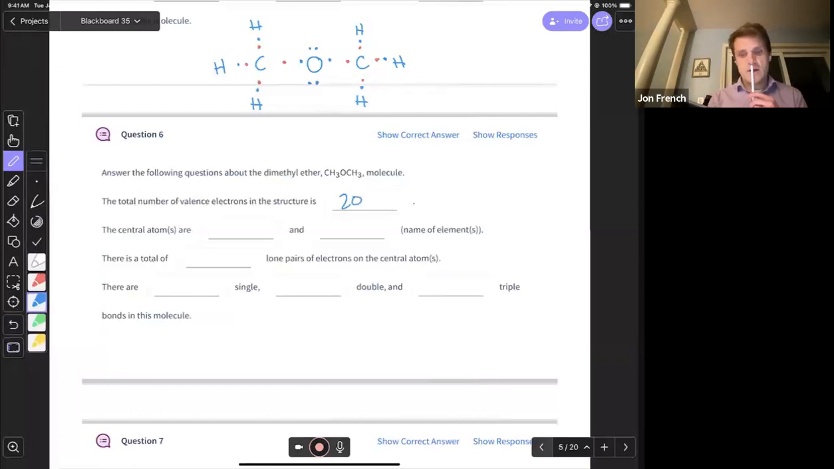The central atom, right? The central atom in this case, they show us what the central atom is, right? So the central atom is oxygen, and the central atoms, I guess they're looking for carbon as well. And there's a total of lone pair electrons on the central atom, right? So our lone pair electrons on the central atom, I've got 1, 2 lone pairs of electrons.